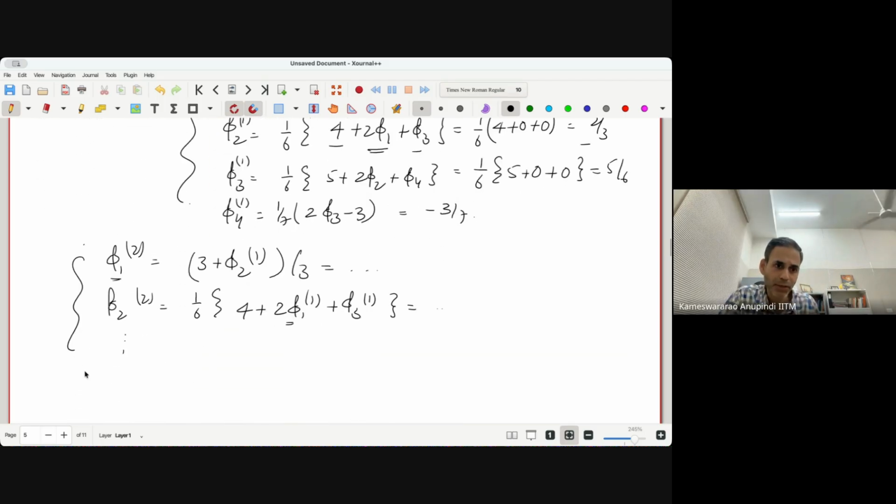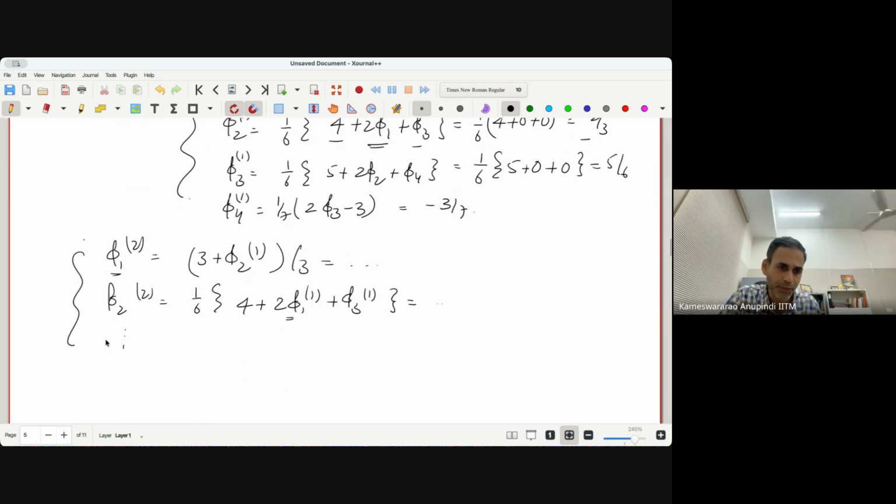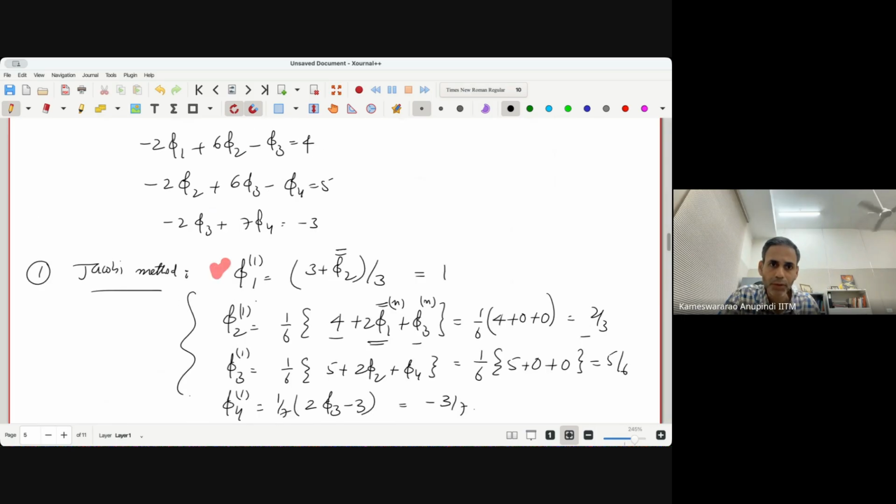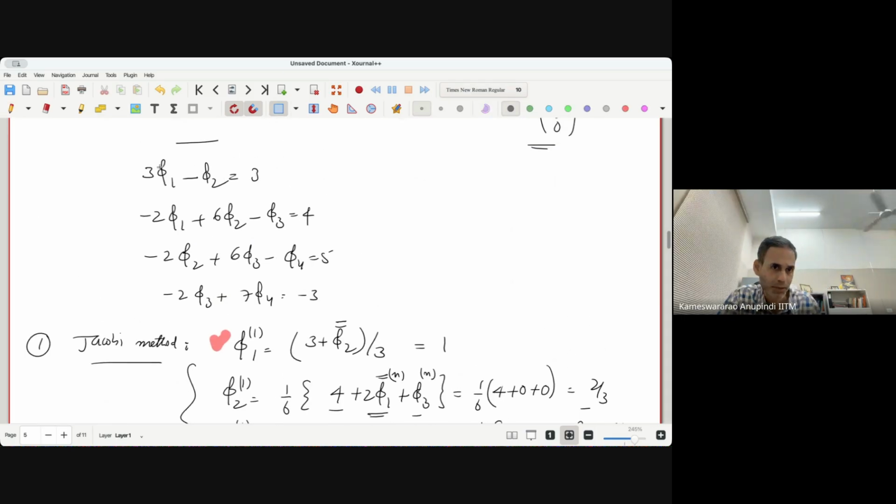Now, how does it differ if you were to do the Gauss-Seidel method? Then what we're going to do is, let me copy paste this one because, okay.